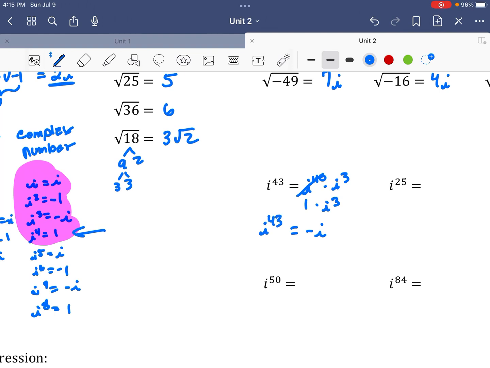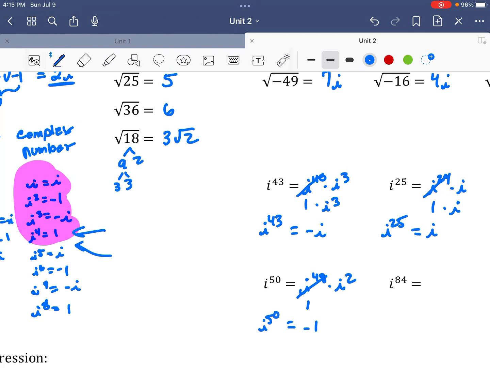If you have i to the 25th, the last multiple of 4 before 25 is 24. This is like i to the 24th times i. So this just changes into 1, so 1 times i is i. Okay, so i to the 50th. The last thing that 4 goes into of 50 is 48. So this is like i to the 48th times i squared. So this is just 1, because there's a bunch of i to the 4ths multiplied together, a bunch of 1s multiplied together. And so 1 times i squared, so i squared is negative 1.